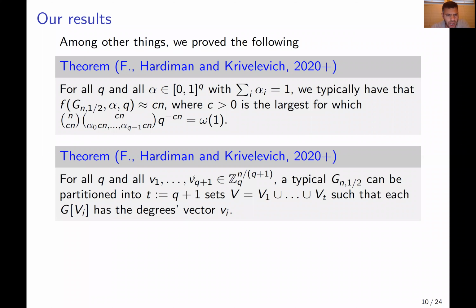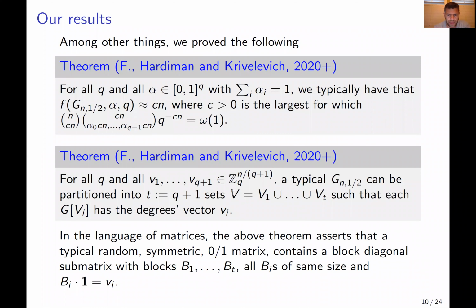So a typical G(n,1/2) can be partitioned into q plus 1 sets such that each of them has the degree vector v_i. Basically it's not just about one modulus, just give me any degree sequence that you want modulo q. So we can partition G(n,1/2) into q plus 1 sets that each of them has degree vector v_i. So this is an extension of Scott's result. He showed it with q equals 2. So we do it for all primes and actually all degree sequences.